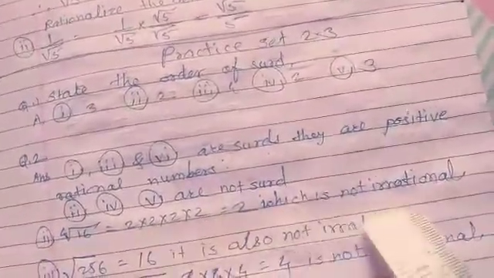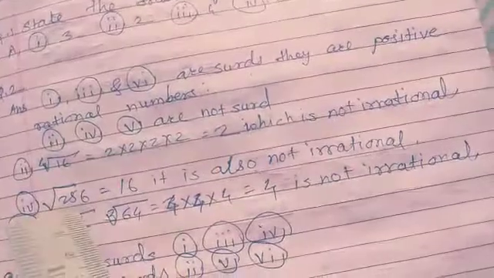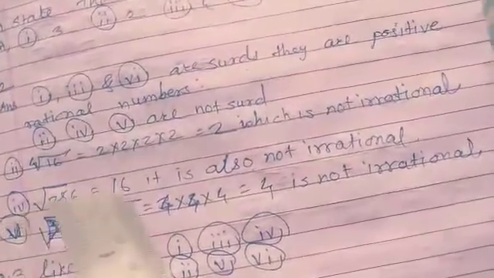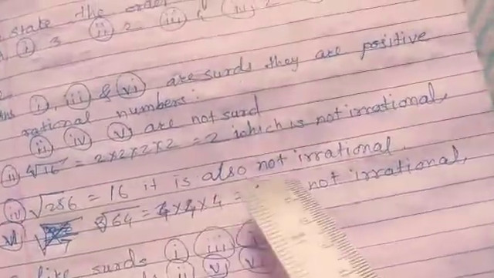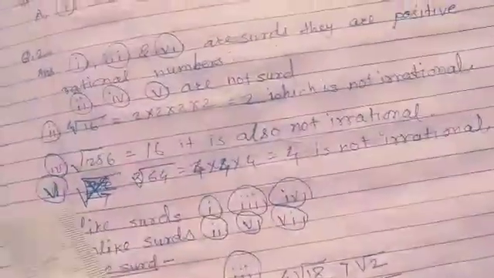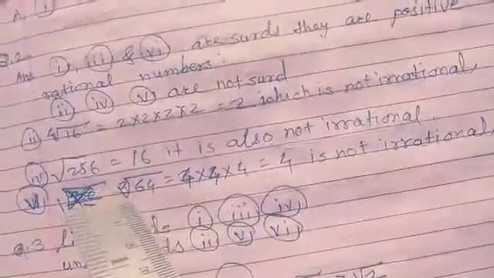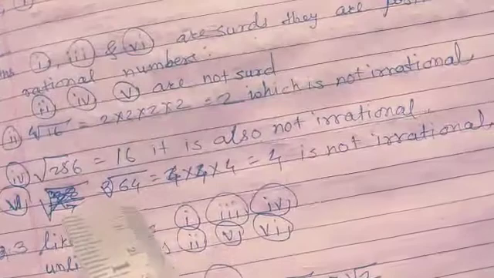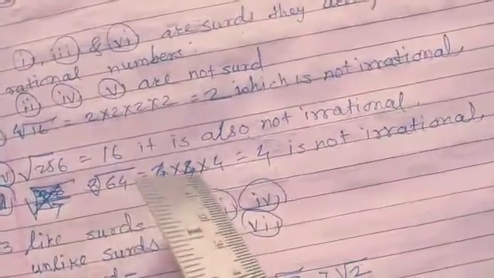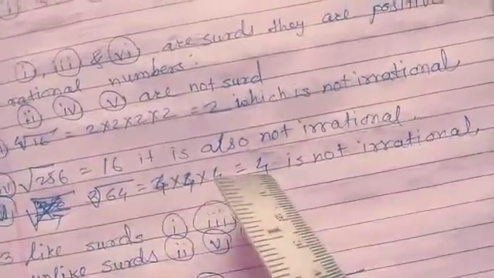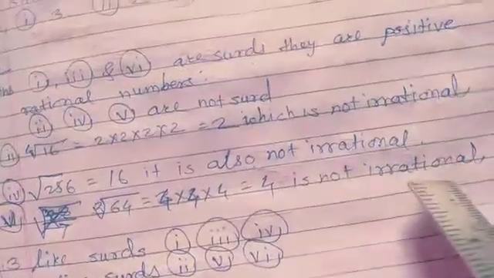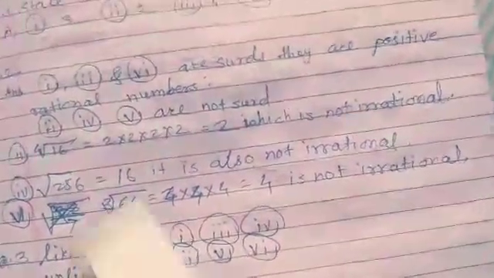2, which is not an irrational number. Now the fourth one, root 256. The square root of 256 is 16. It is also not irrational. Number 5, cube root of 64. 4 is the answer, 4 into 4 into 4. So 4 is also not an irrational number. So it is not a surd.